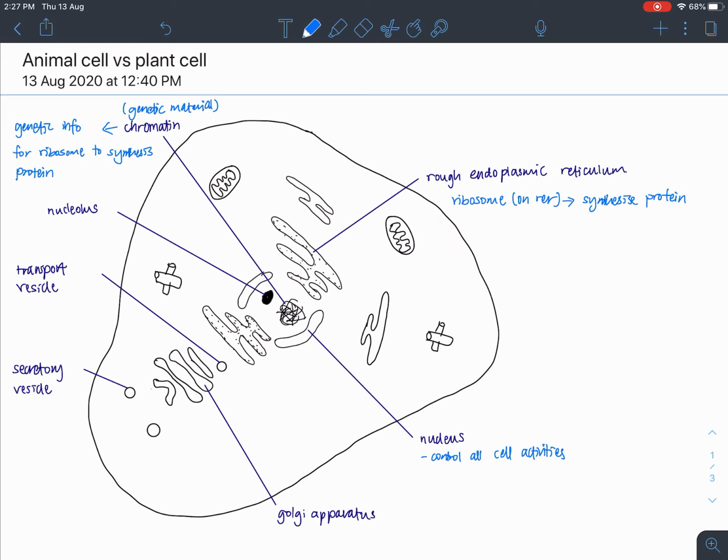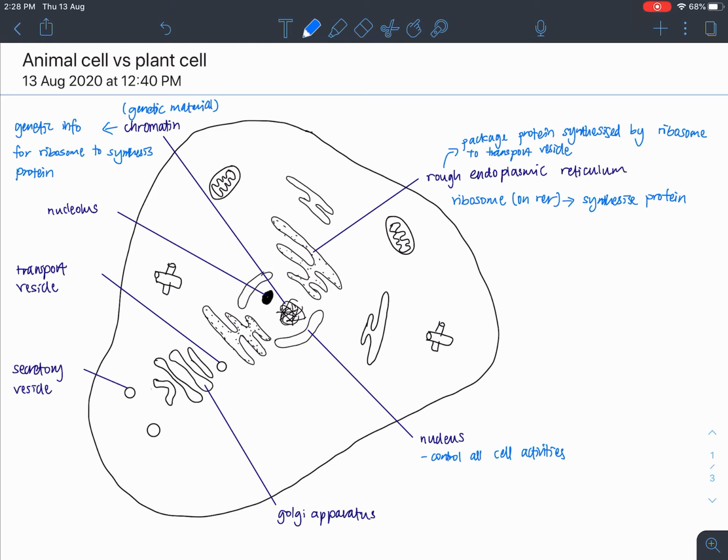Many people actually thought that RER is the one that produces the protein. But actually RER is not the organelle which produces protein. The ribosome on RER is the one which produces protein. So RER is to package the protein synthesized by the ribosome into a transport vesicle. Remember that RER is just like a shelter for the ribosome.